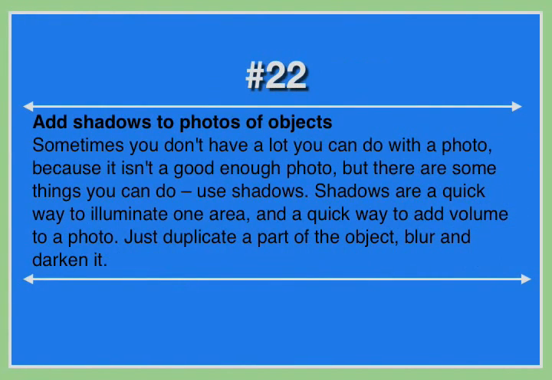Number 22. Add shadows to photos of objects. Sometimes you don't have a lot you can do with a photo because it isn't a good enough photo, but there are some things you can do. Use shadows. Shadows are a quick way to illuminate one area and a quick way to add volume to a photo. Just duplicate a part of the object, blur, and darken it.